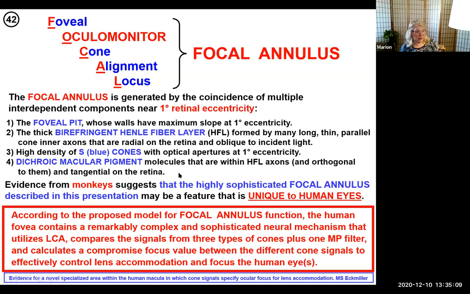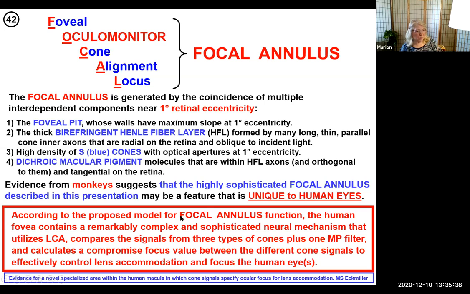Incidentally, evidence from monkeys shows that the highly sophisticated focal annulus described in this presentation for the human eye is not going to be quite as sophisticated or as effective in monkey eyes, suggesting that our focal annulus may be a feature that is unique to human eyes. I find that very interesting.